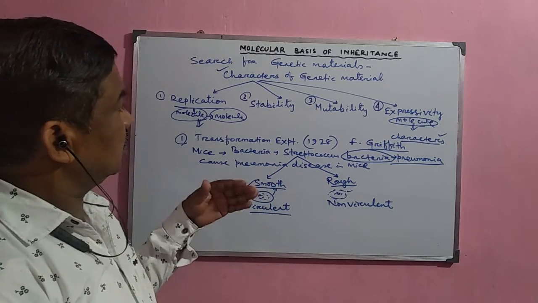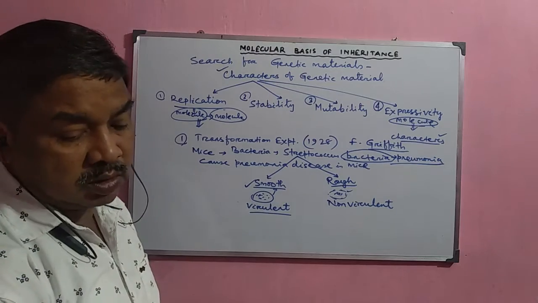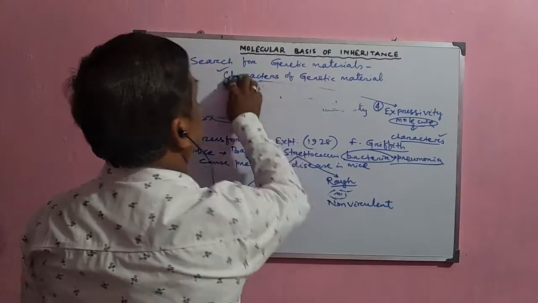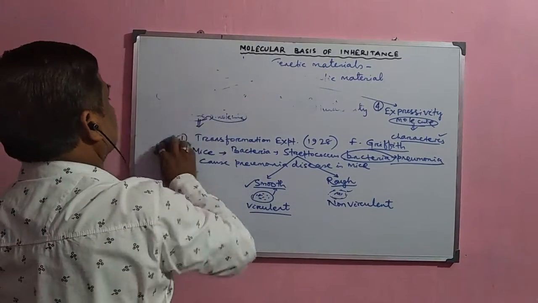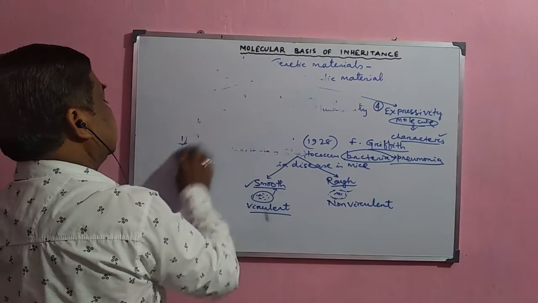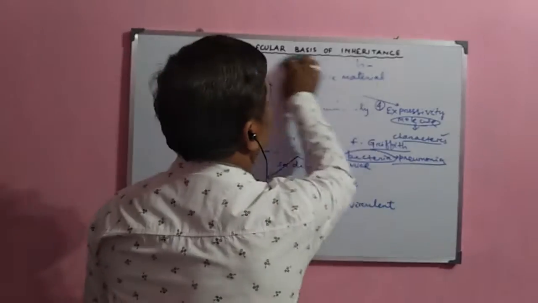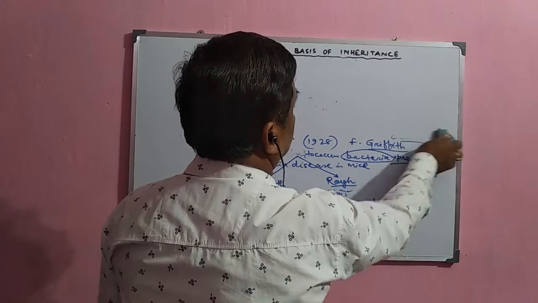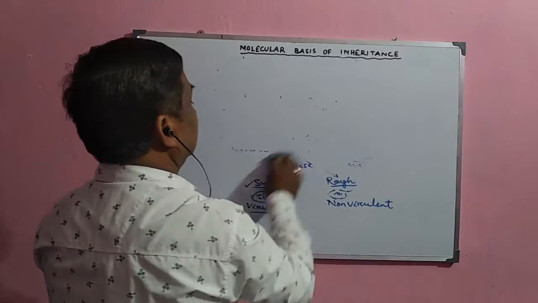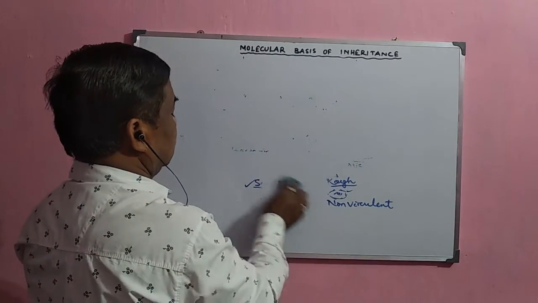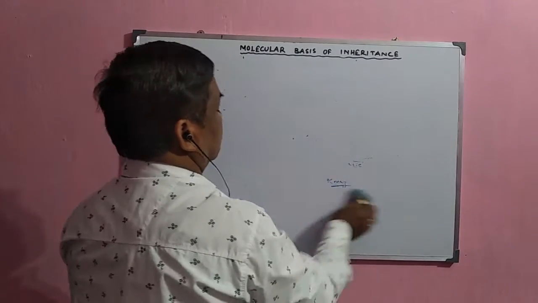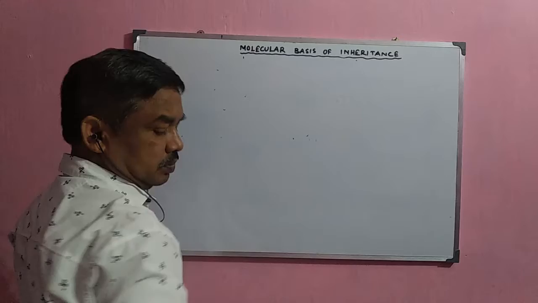So what are the main findings of his experiment? From this experiment, he actually found the following thing. First one, when he injected the mice with the smooth variety, then it suffered from disease, and when he injected the rough variety, it does not cause any disease.